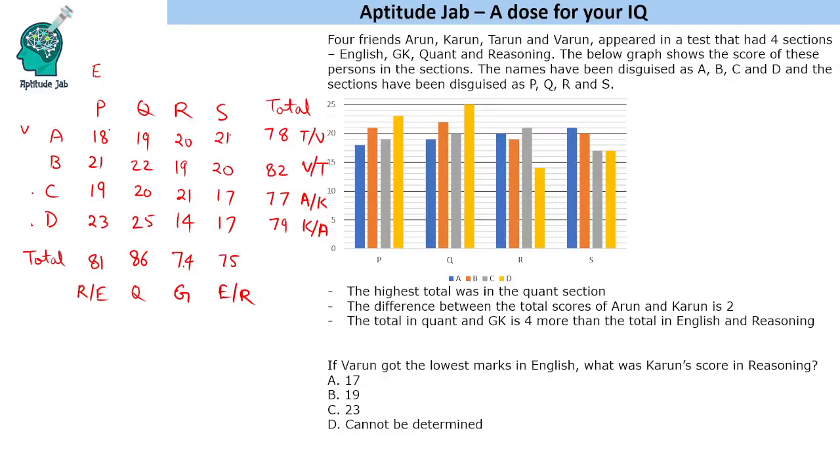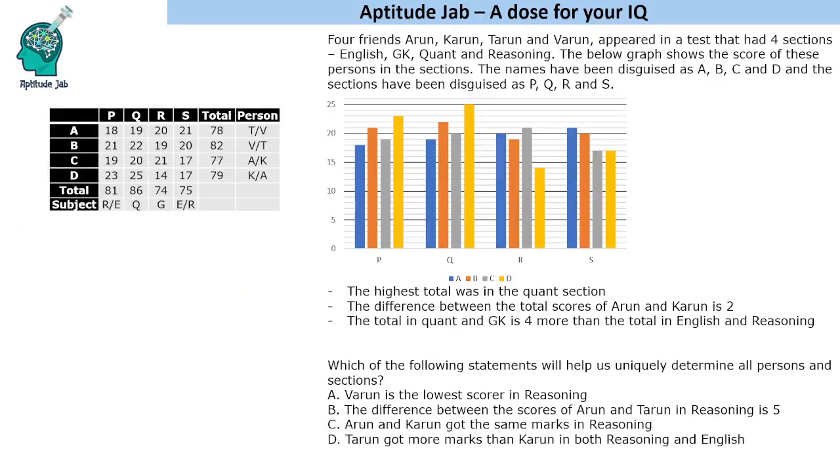Suppose I consider this as English. If we consider this as English, Varun cannot get the lowest marks, right? So this means this is English and this is Varun. So this will be Tarun. Now the question asked is what is Karun's score in reasoning? So if this is English, this will be reasoning. Even if we do not know who is Karun and who is Arun, both have the same marks in reasoning. So we can tell the marks are 17.